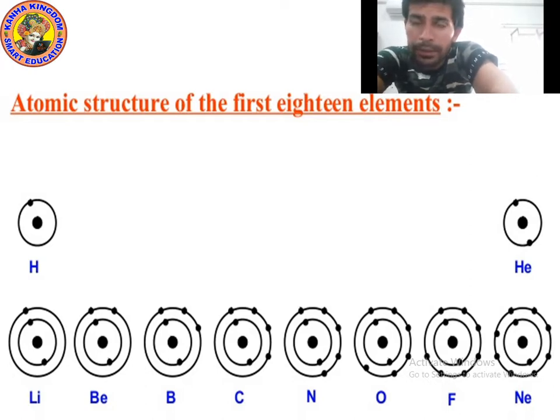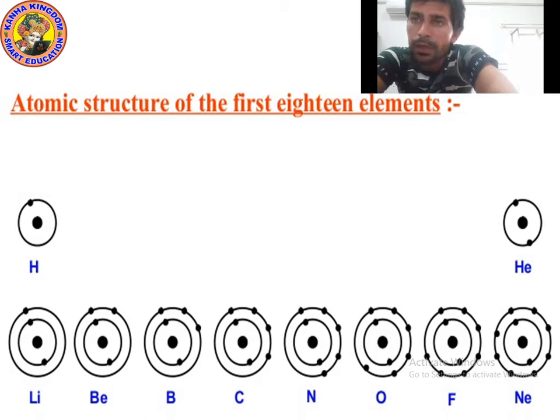Now carbon. Carbon has 6 electrons. How many electrons can we fill in the first circle? We can fill a maximum of 2, so we will make 2 black dots. So 6 minus 2 is 4. Now the remaining 4 electrons we will fill in the next circle, which means we will make 4 black dots in the next circle.